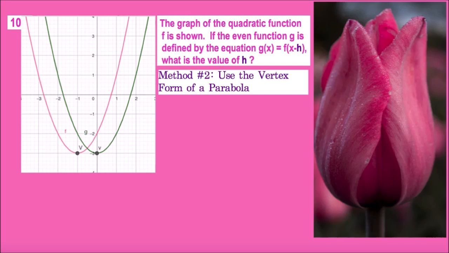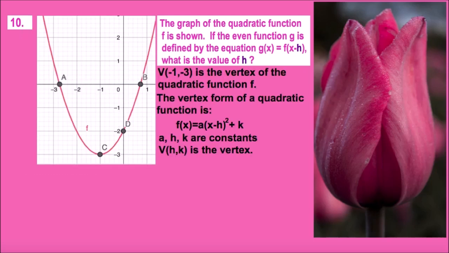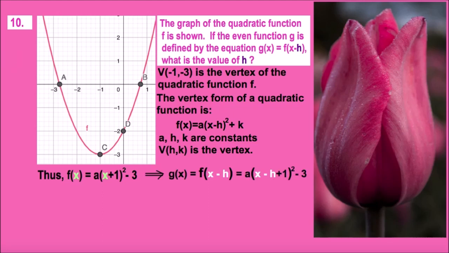Method 2. Use the vertex form of a parabola. V of coordinates -1, -3 is the vertex of the quadratic function f. The vertex form of a quadratic function is f of x equals a times the quantity x minus h, everything squared, plus k, where a, h, and k are constants, and V of h, k is the vertex. Thus, f of x equals a times the quantity x plus 1, everything squared, minus 3.